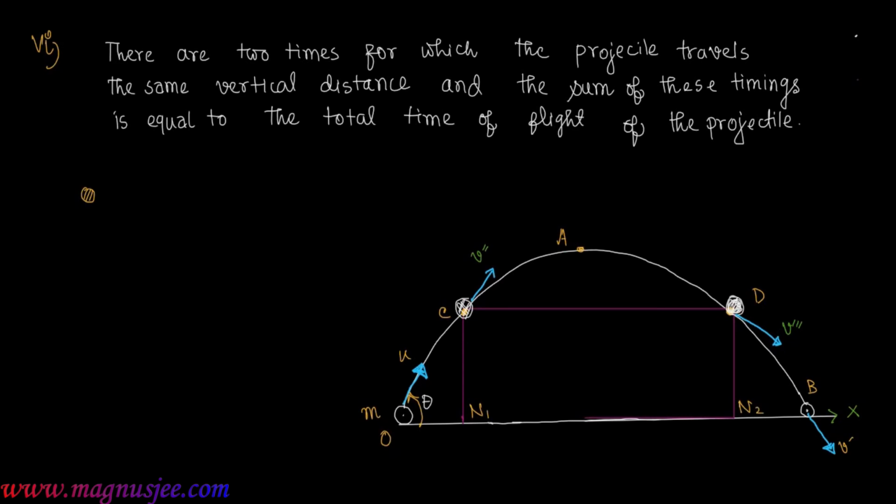We draw two perpendiculars CN1 and DN2. At O, t equal to 0, at N1, t equal to t1, at N2, t equal to t2, and at B, t is equal to capital T. Y1 and Y2 are the vertical distances or displacements of the projectile when the projectile is at the points C and D, at the instants t equal to t1 second and t equal to t2 second.